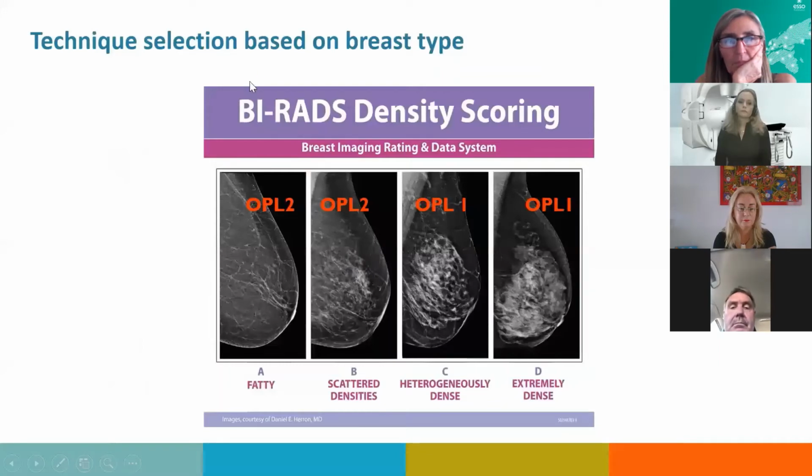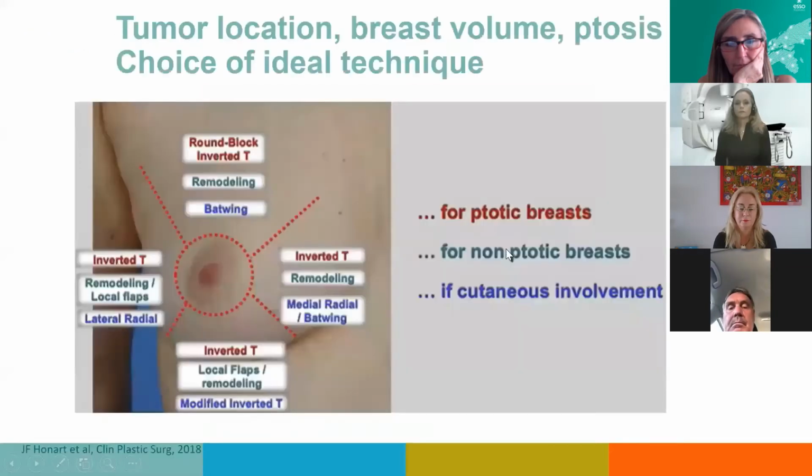How do we select the techniques? What we do for multifocal multicentric disease, what type of mammoplasty we would plan, is also based on the BI-RADS density scoring. The more fatty the breast is, the more often we have to choose the complex level 2 oncoplastic mammoplasty techniques. For the dense breast, oncoplastic level 1 techniques are the more suitable ones. And based on tumor location, breast volume, and ptosis, we can choose the ideal techniques in different quadrants.